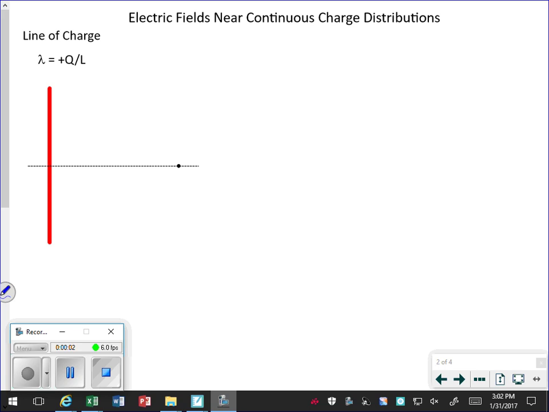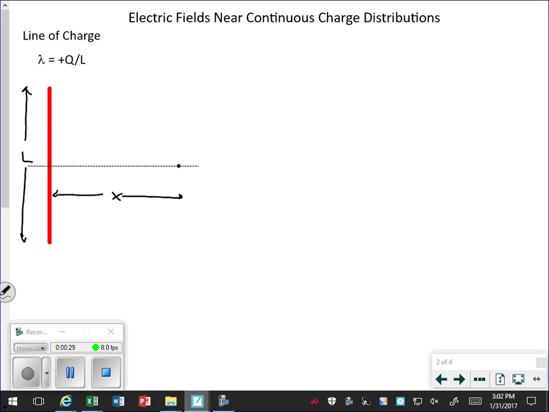Howdy, folks. We're continuing to talk about electric fields near continuous charge distributions. In this case, another charged stick of finite length L. And we want to find the field strength a distance x from the center of that rod. All right? And there are a couple ways to do this.